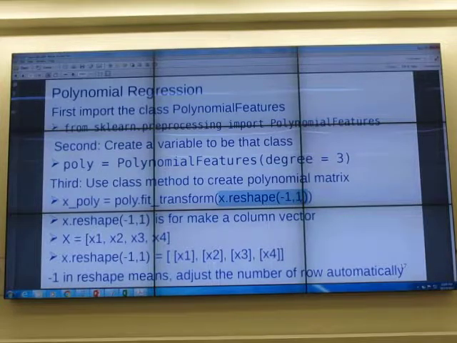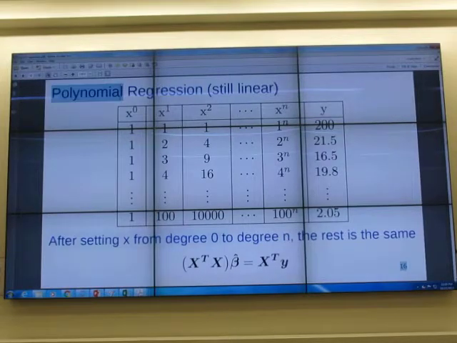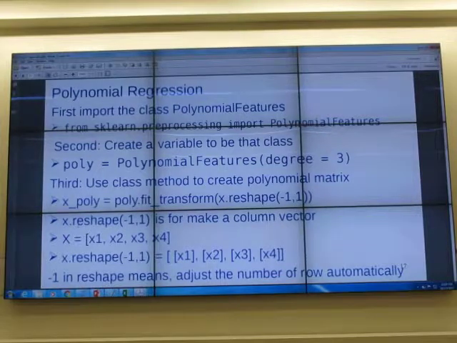Minus 1 is automatic. So reshape, the first member is number of row. So minus 1 1 means automatic number of row, but just one column, right? So whatever I get, I don't care. Reshape it to make it column vector. So poly is the object, right? Object of polynomial third degree. The fit transform is kind of fit with the data and it transforms. So basically, it creates this x poly to be these 3 column, okay, or 4 column. So that's how I get that x.